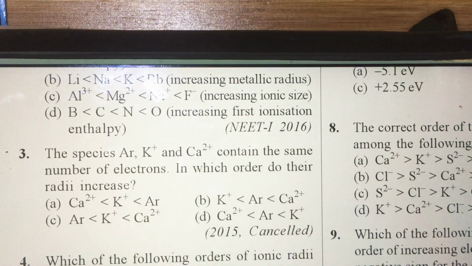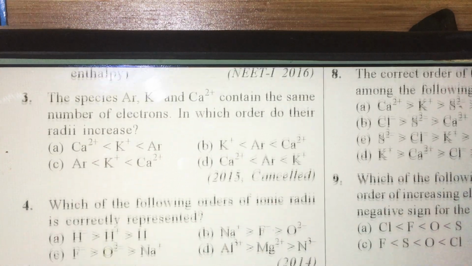The species argon, K plus and Ca plus 2 contain the same number of electrons. In which order do their radii increase? Obviously, a more positive ion is smaller in size. More positive people are humble; only negative people are proud. Ca plus 2 is definitely less than K plus, which is less than argon. No need to see the other options, that is so obvious.